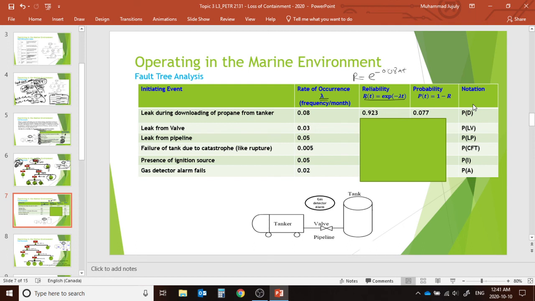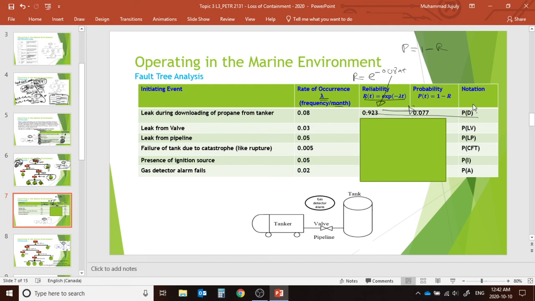T is equal to 1 month, because the frequency is given in months. So we'll get the value of reliability. And what is the value we got? We got 0.0923. Now the probability is 1 minus reliability, so that means we get the probability, this value. So let's denote this the probability PD, the leakage during unloading from the tanker, PD.